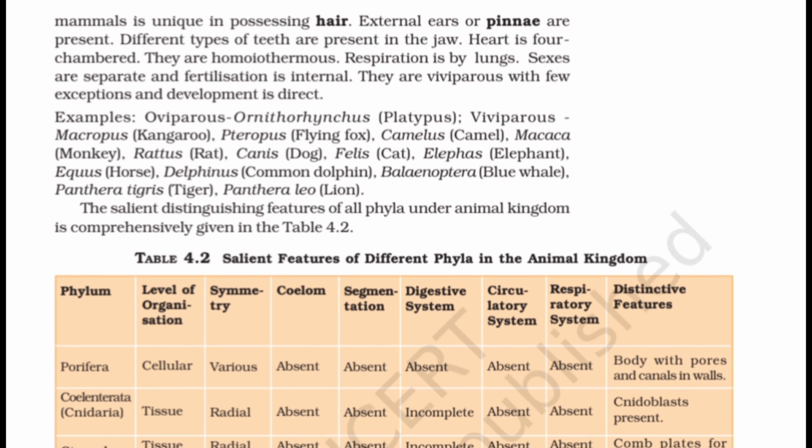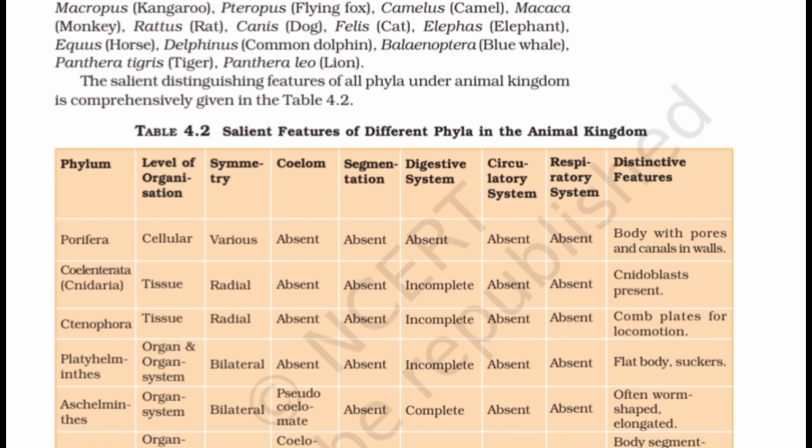Example: oviparous Ornithorhynchus platypus, and the others are viviparous forms, which are Macropus kangaroo, Pteropus flying fox, Camelus camel, Macaca monkey, Rattus rat, Canis dog, Felis cat, Elephas elephant, Equus horse, Delphinus common dolphin, Balaenoptera blue whale, Panthera tigris tiger, and Panthera leo lion. Now the salient, distinguishing features of all phyla under animal kingdom.